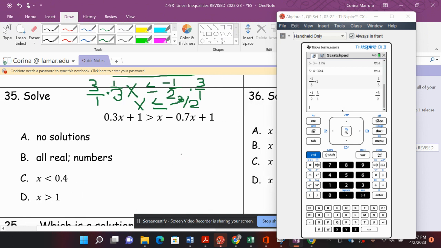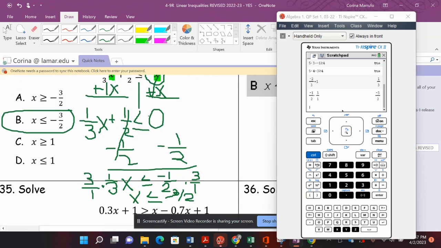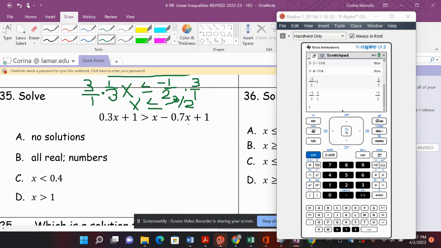Number 35. All right, so say that you do not want to do this method here where you go through all the steps. We're going to put this into our calculator, and we're going to use nsolve. Okay, and then we copy it down exactly the way we see it. So 0.3x plus 1. Now your calculator is not going to be able to use the less than sign, so you're just going to use an equal to sign, and we'll worry about the sign later. So x minus 0.7, x plus 1, and then before you end it, you have to tell the calculator I want you to solve for x. So you put comma x. Enter, and it gives us 0.